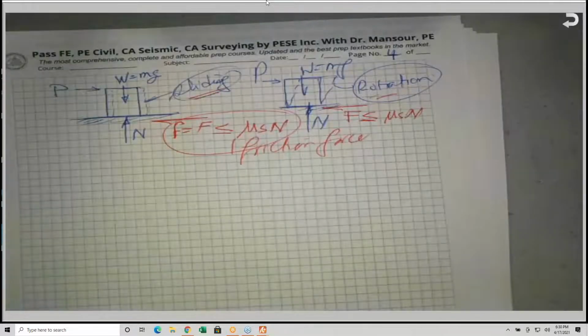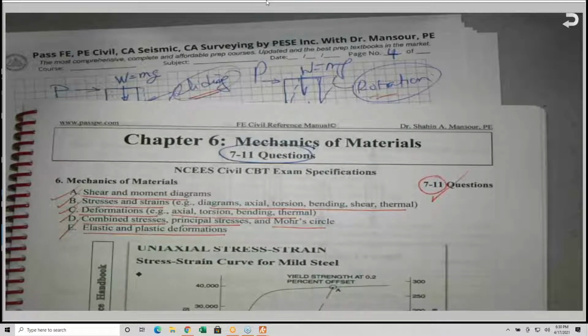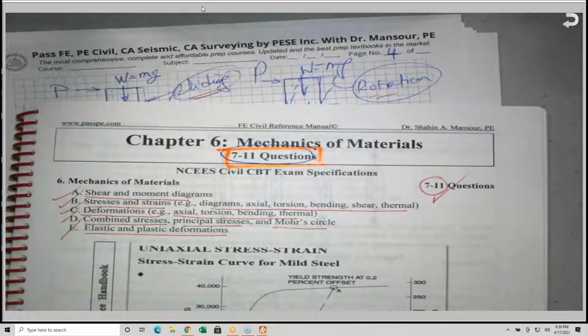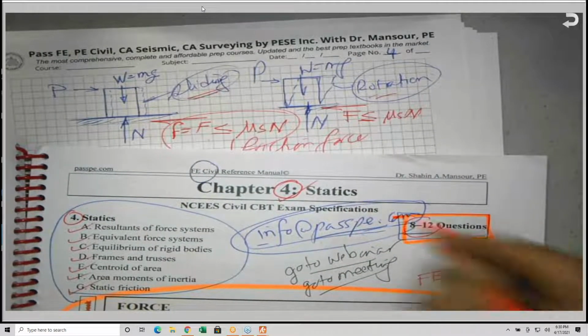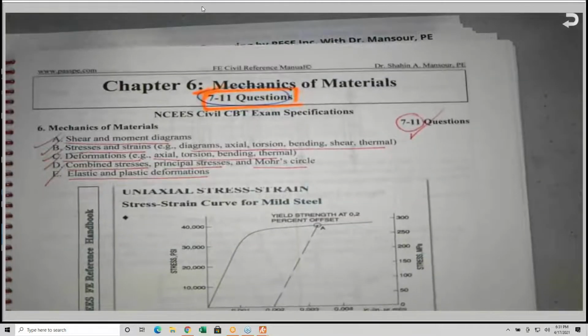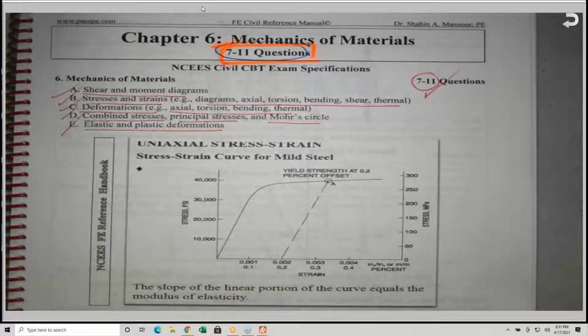The following section, or the following chapter, is called Mechanics of Materials. Mechanics of Materials. And again, 7 to 11 questions. Statics was what? Statics was from 8 to 12. So the number of expected questions from 8 to 12, mechanics of materials. My favorite subject, the one I taught for many years. And I include this a lot in my PE books.